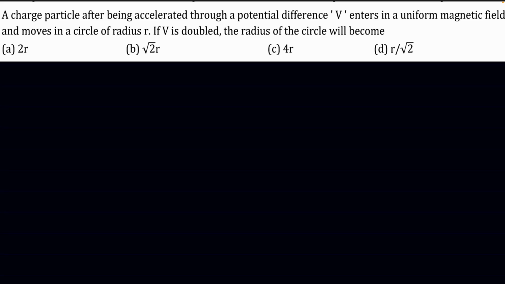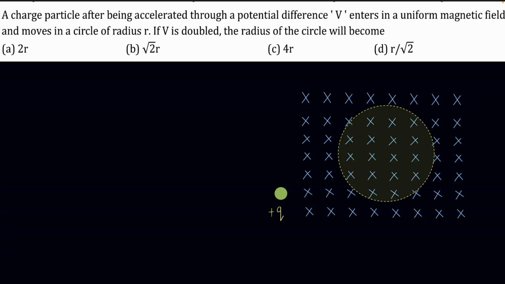So let's understand this question with a figure. As you see in this figure, we have a magnetic field. The meaning of this cross is that the magnetic field is away from us. Here in this system, we have a charged particle. This charged particle is about to enter this magnetic field, and because of the influence of the magnetic field, a force is developed, and this force makes the charged body rotate in a circular path.